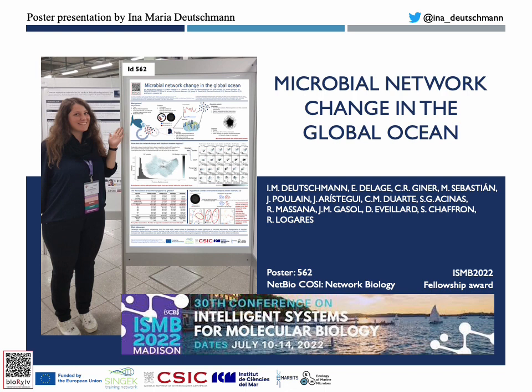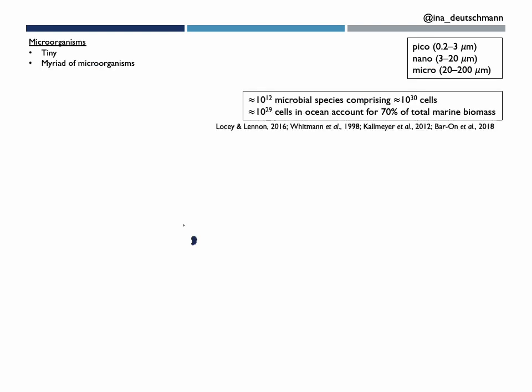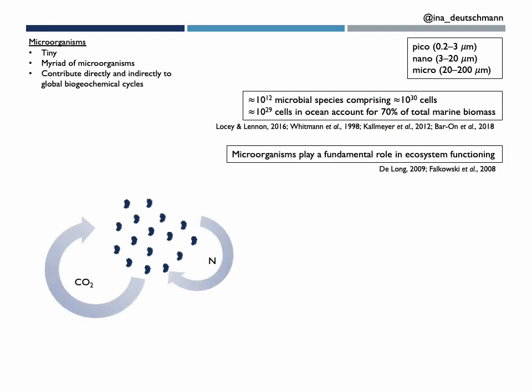Before that, let me introduce to you the microbial networks. Microorganisms are very tiny, and there are a lot of microorganisms, especially in the ocean. They are also very important because they contribute to the ecosystem functioning. Lastly, microorganisms are the basis of food webs.